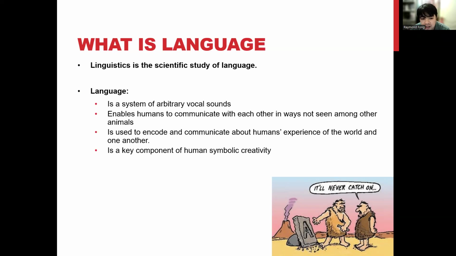Language is a system of arbitrary vocal sounds. We're going to go over that in the next two slides. It enables humans to communicate with each other in ways not seen among other animals. This is what I was talking about. Language is unique to humans. Okay. And we're going to talk about that again a little more in the next slide. It is used to encode and communicate about humans' experience of the world and one another.